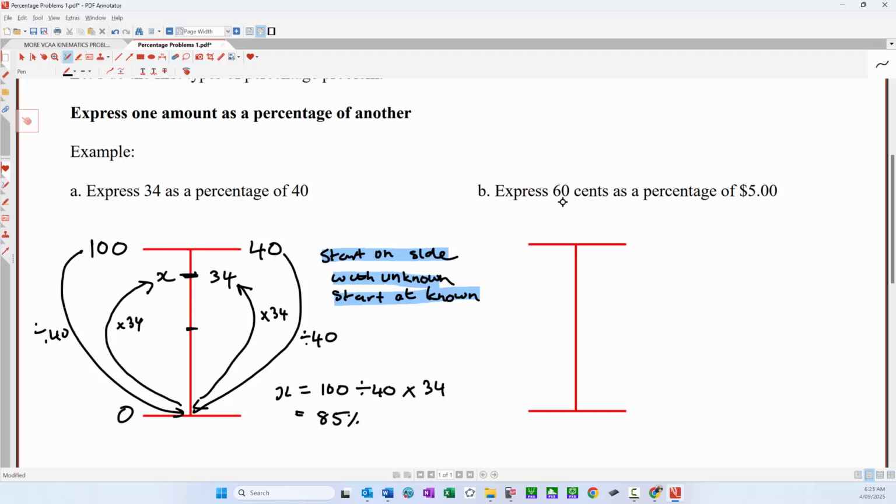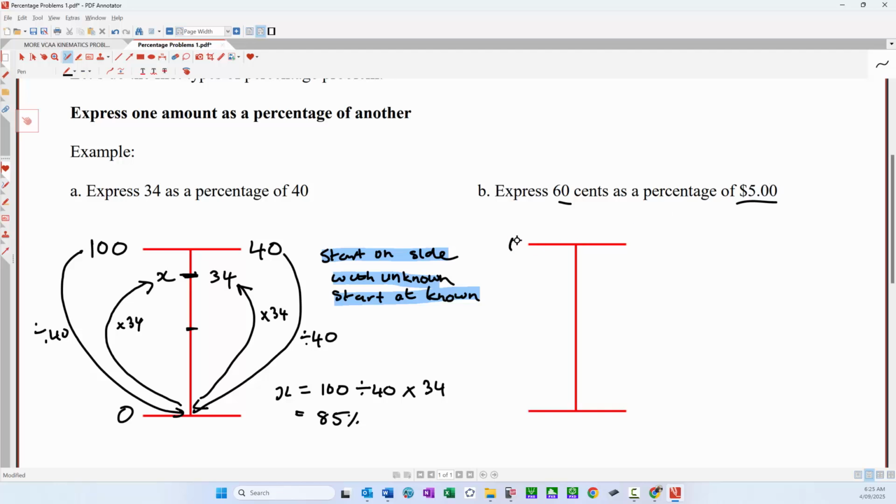Okay, all right, express 60 cents as a percentage of $5. So just say we're saving up $5, and I say, wow, I've got 60 cents of the $5. What is that as a percentage? Well, it'd be fairly low. In terms of getting to $5, 60 cents is not that far along.